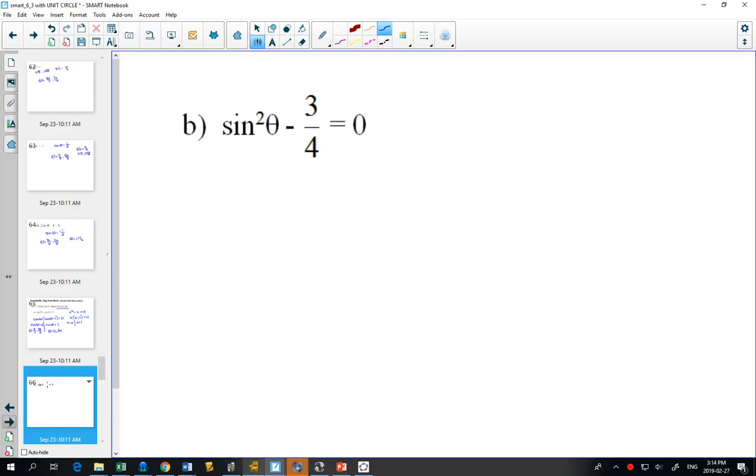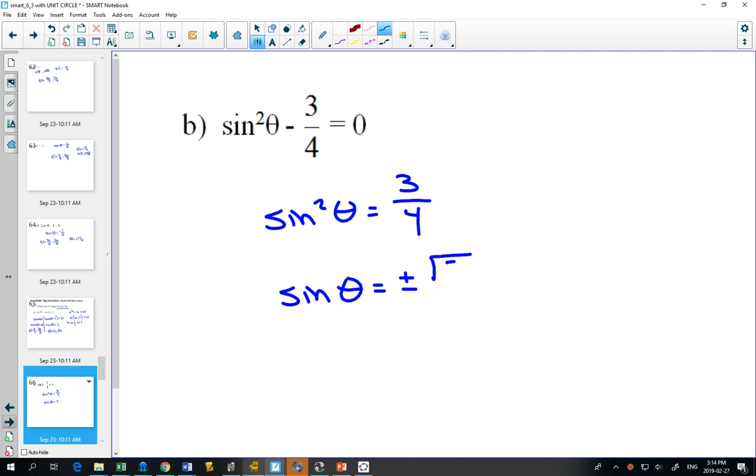How would you get sine by itself in this question? Add 3/4 to the other side to get the sine squared by itself, and then square root it. What do you have to remember when you square root both sides? Plus or minus. Square root of both sides, this will be the square root of 3 over the square root of 4, which is just 2. Is that on your pie plate?